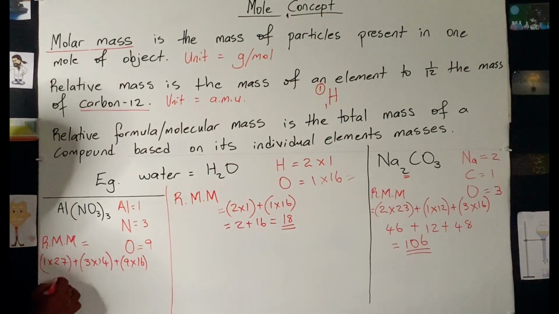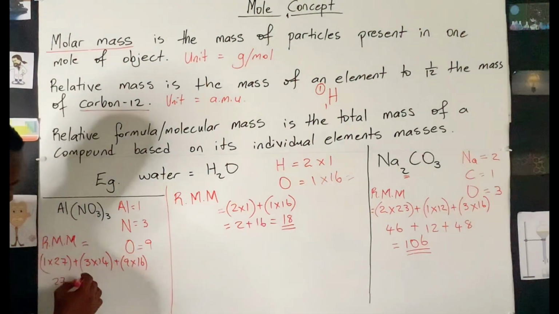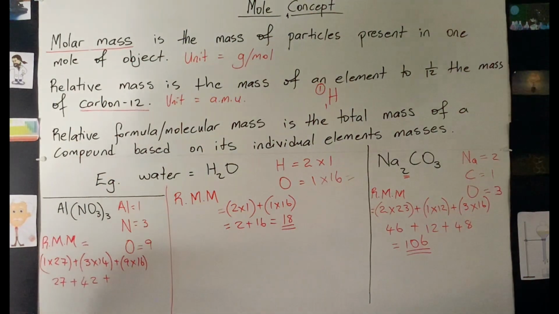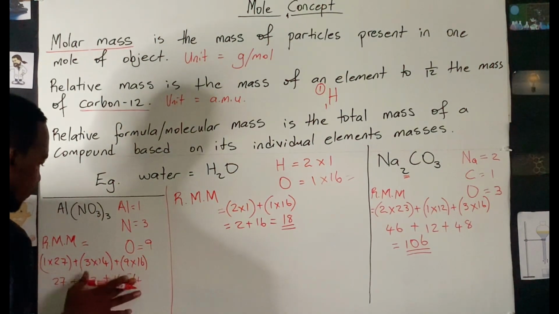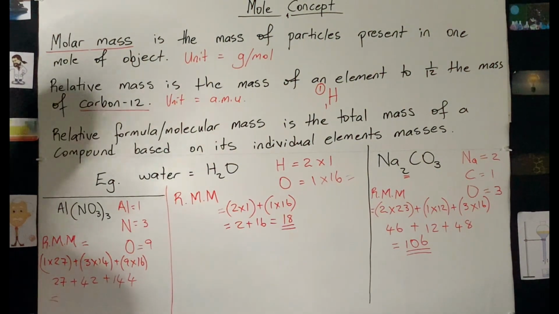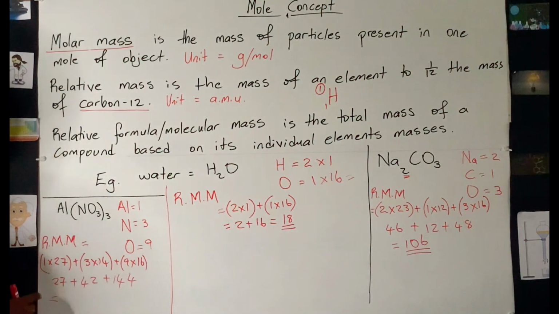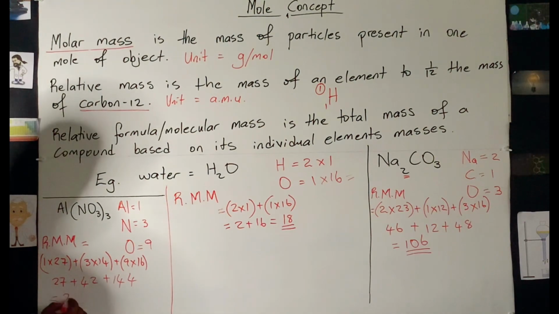Right? Then 1 times 27, so then 27. 3 times 14, that is 42. And then 9 times 16 would be 144. Then we add all these numbers together. So this gives us 213.